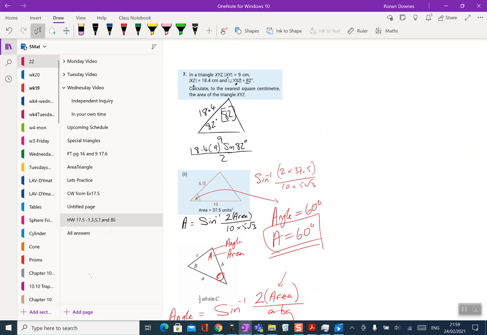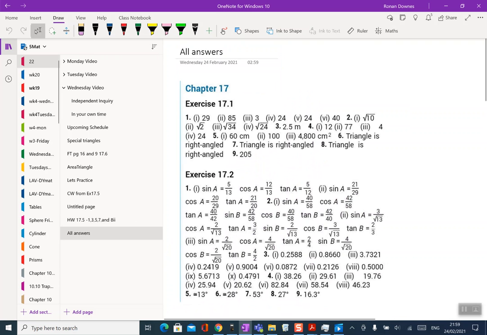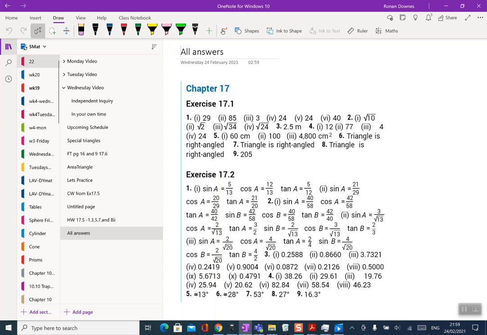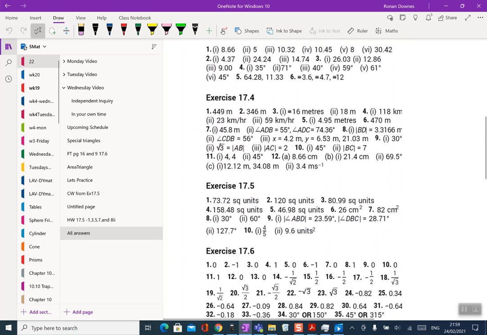Let's just check the area answer to that question. I think it's question 8. Which were we doing last night? Is this one of them at all? 17.5. Question 8, 60 degrees. Okay.